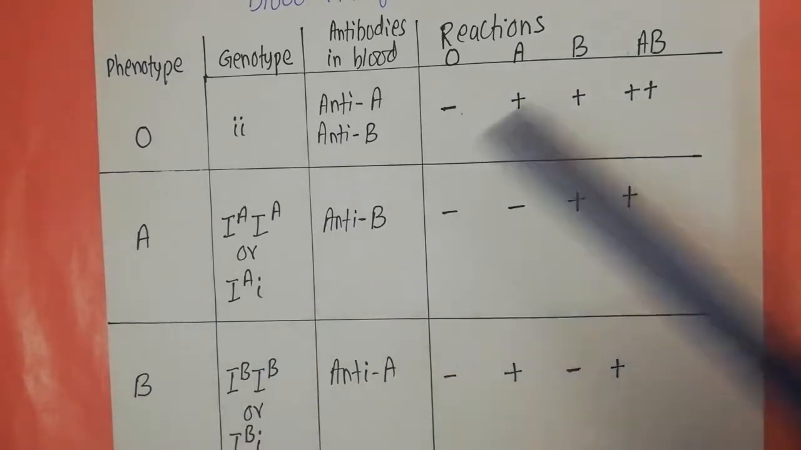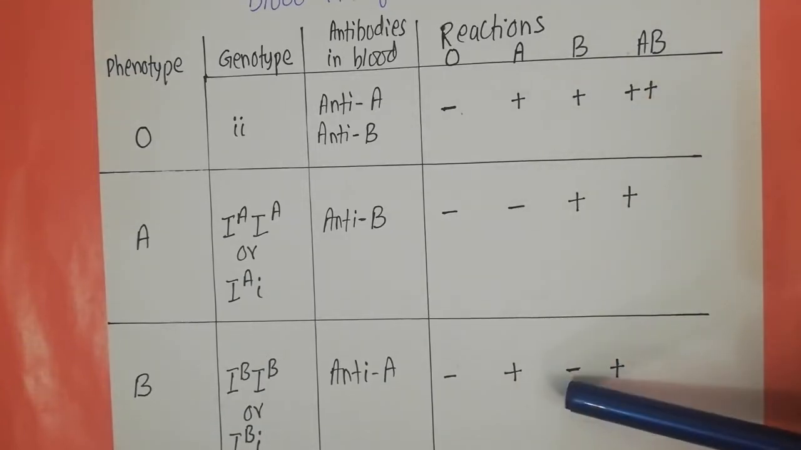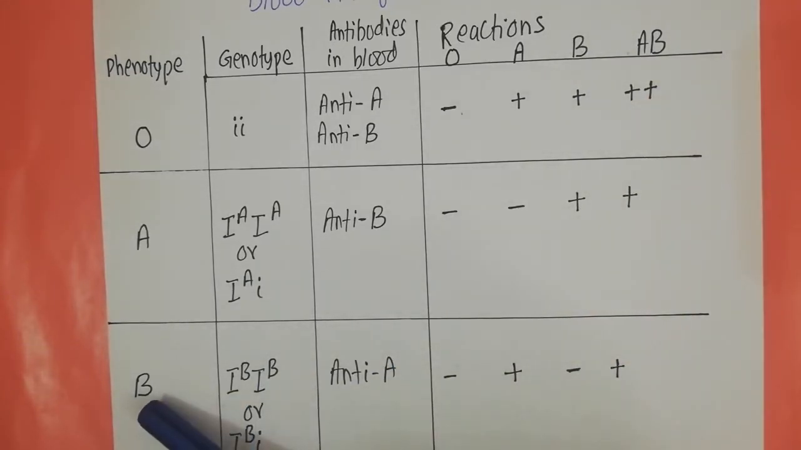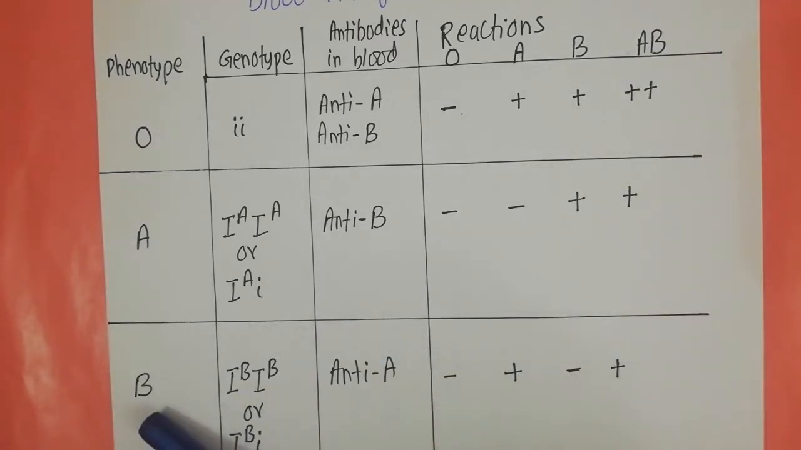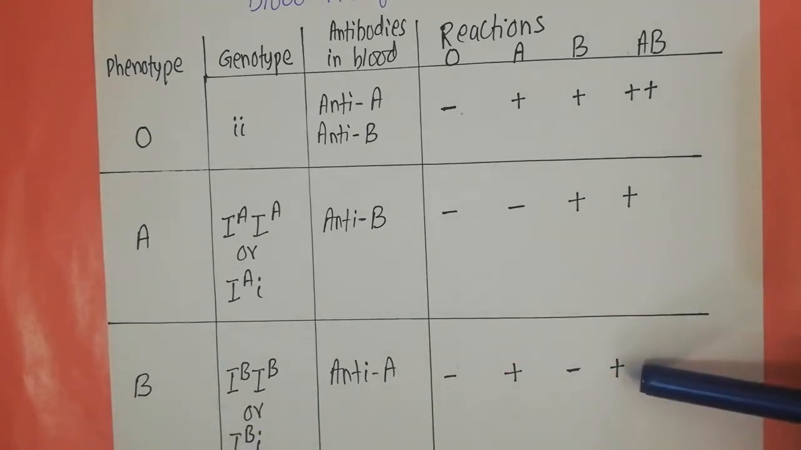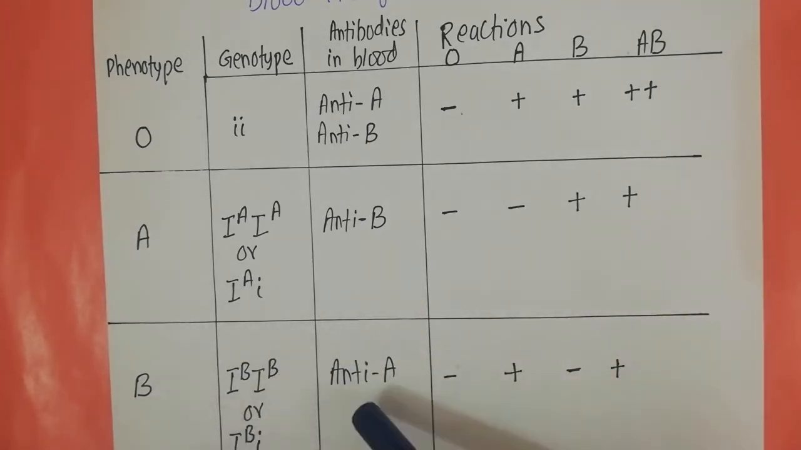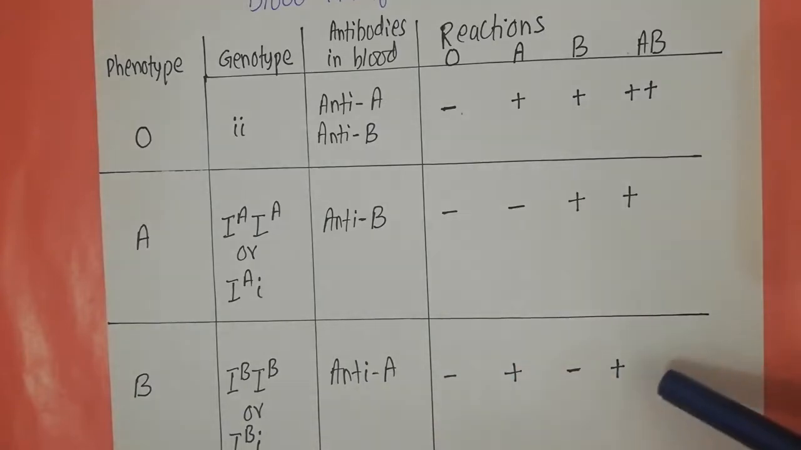If you give the B individual a B type of the blood, everything is okay. If you give a B individual an AB type of the blood, the B is okay, but the A antigen is foreign to the B individual. Therefore, this particular individual is going to make anti-A antibodies, and the blood is going to clump.